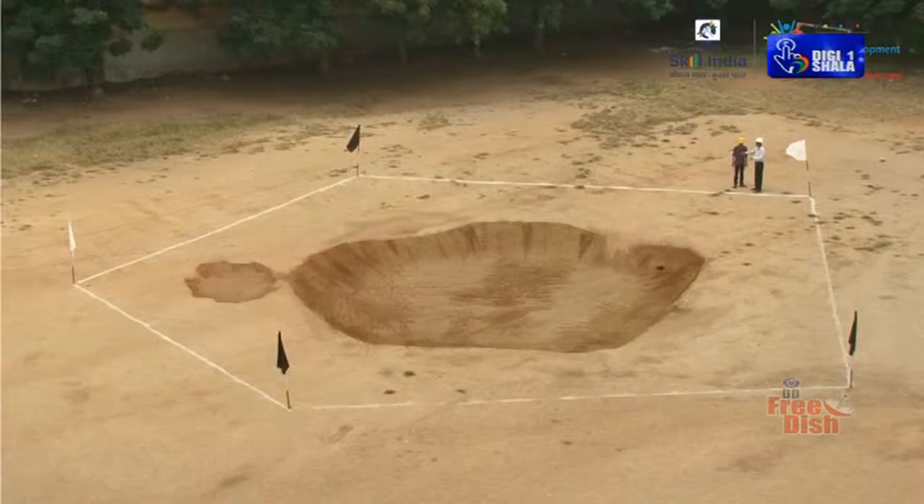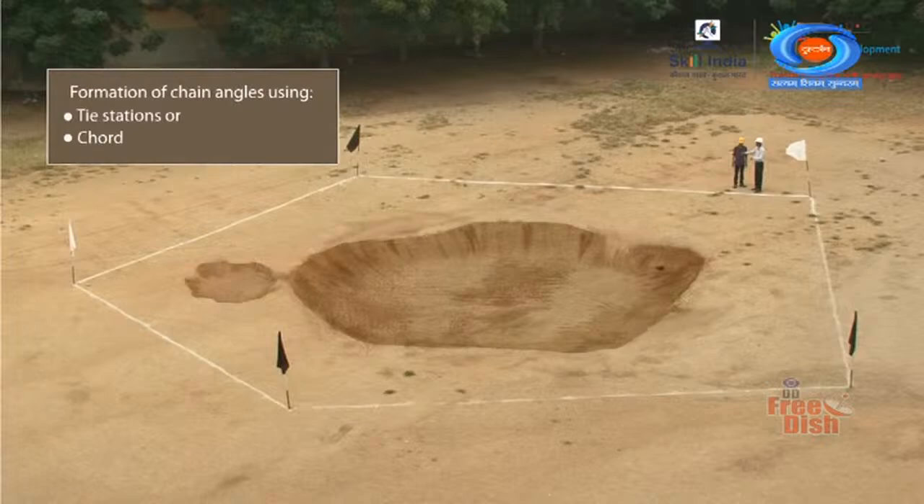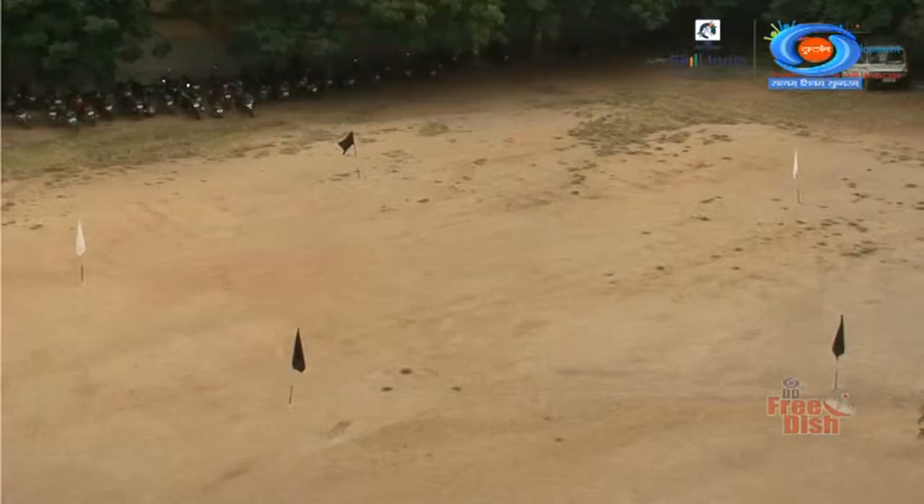Using a chain, you cannot form triangles in this field with a pond. In such a case, the angles between adjacent sides are fixed by chain angles, either by tie stations or a cord. Let's understand the formulation of any one chain angle for the field ABCDE using the tie stations.